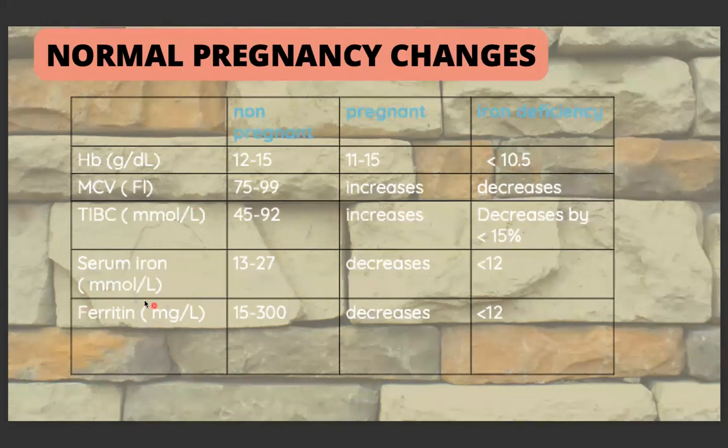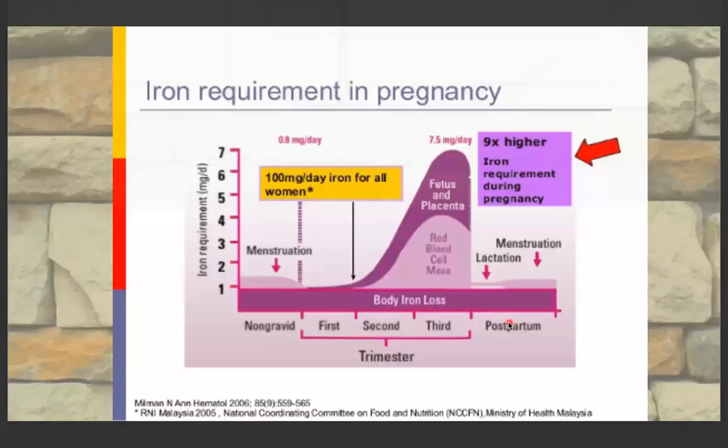What about ferritin? Ferritin normal in non-pregnant is 15 to 300 and will be decreased in pregnancy. So if less than 12 or less than 15, I will consider the need for iron supplement, even with sickle cell anemia and thalassemia. Again, iron requirement in pregnancy, as we discussed earlier, will be increased with advanced pregnancy.